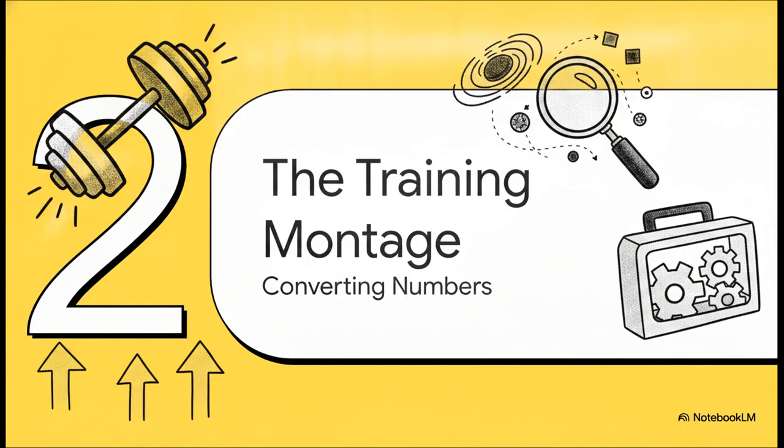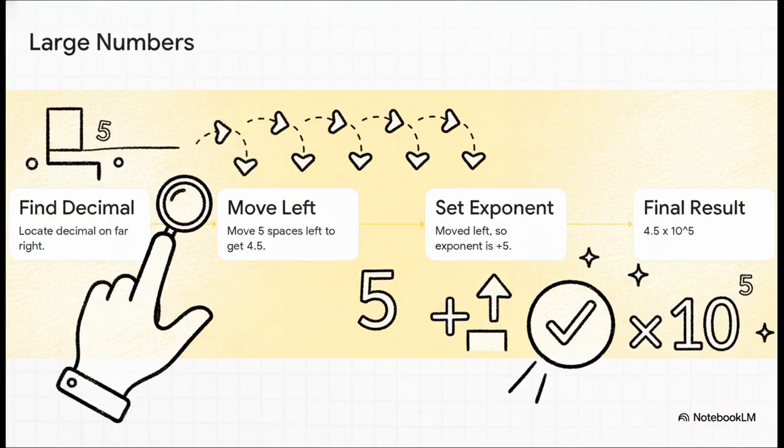Section 2. The Training Montage. Converting to Scientific Notation. All right, time for some action. Let's start with large numbers, using 450,000 as our prime example. How do we actually shrink this down safely? Well, step 1, you've got to find the hidden decimal point. For whole numbers, it's always hiding way over on the far right.